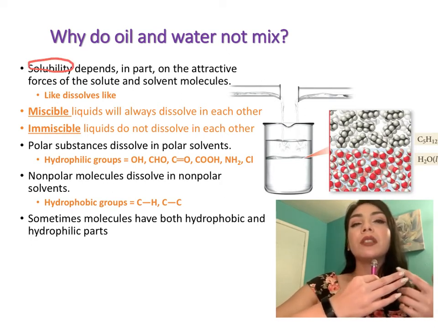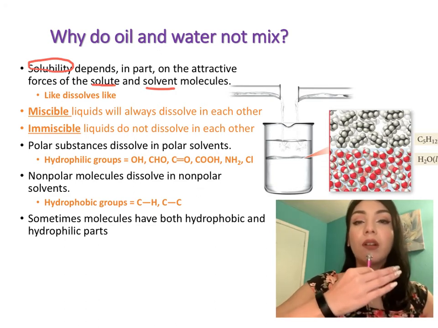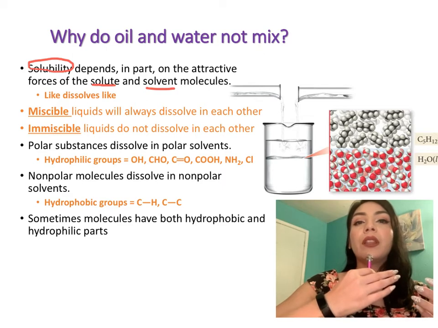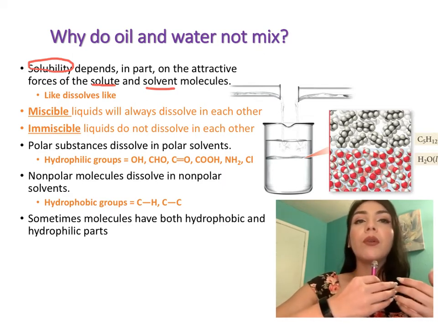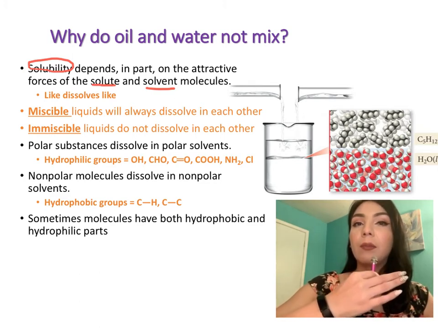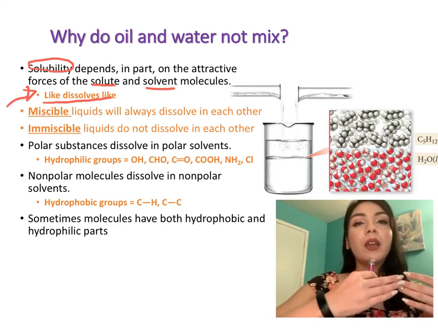So we learned about what a solute is, what a solvent is. But solubility is what determines whether that solute actually dissolves in the solvent, right? And it all has to do with the compound and whether it's polar or nonpolar. So the main idea is that like dissolves like. By like, we mean polar and polar, nonpolar and nonpolar.